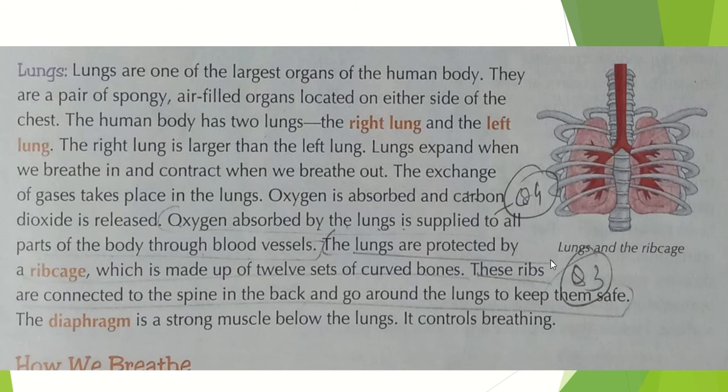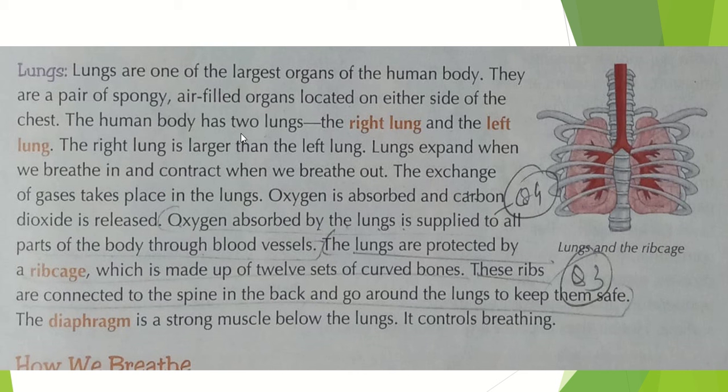Next is about the lungs and rib cage. So in this paragraph, we are going to learn about lungs and rib cage. About lungs, what is written is that lungs are one of the largest organs of the human body. It is one of the largest internal organs of the human body. They are a pair of spongy air-filled organs located on either, meaning both, sides of the chest.